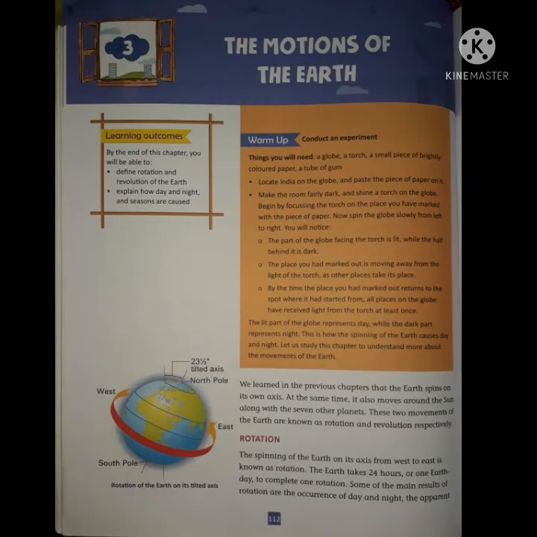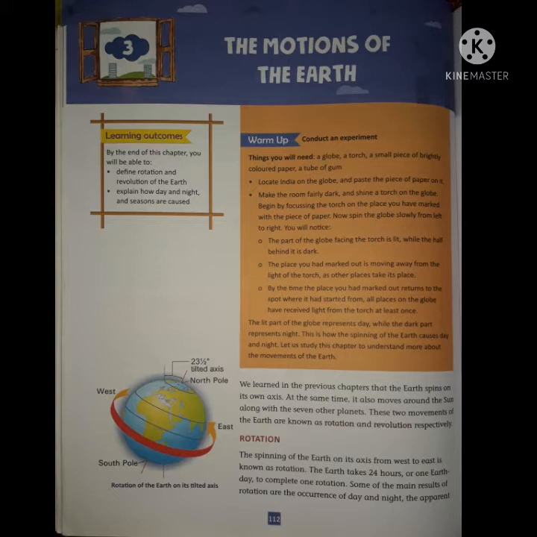Today we will be starting a new chapter of geography, chapter 3, the motions of the earth. As we have already learned in the previous chapters, the earth spins on its own axis and at the same time it moves around the sun along with the other 7 planets. So these two movements of earth are known as rotation and revolution. Let us study it in detail.